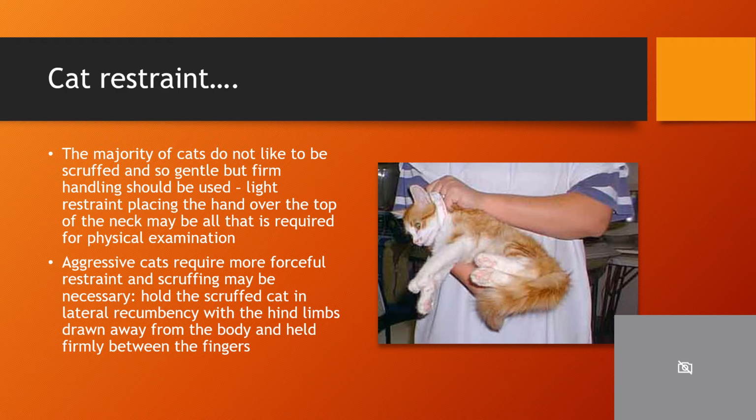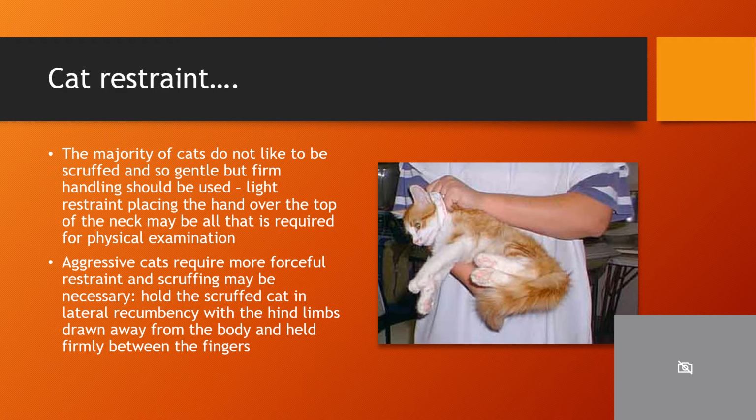Cat restraint. The majority of cats do not like to be scruffed. And as you can see in this image, it isn't the nicest for either the cat or the handler. So if we can use gentle but firm handling, light restraint, placing a hand over the top of the neck, may be all that is required for physical examination. Aggressive cats will require more forceful restraint. In some situations, we would use other aids to assist us. So can we use towels, cat muzzles, or potentially cages to assist us?